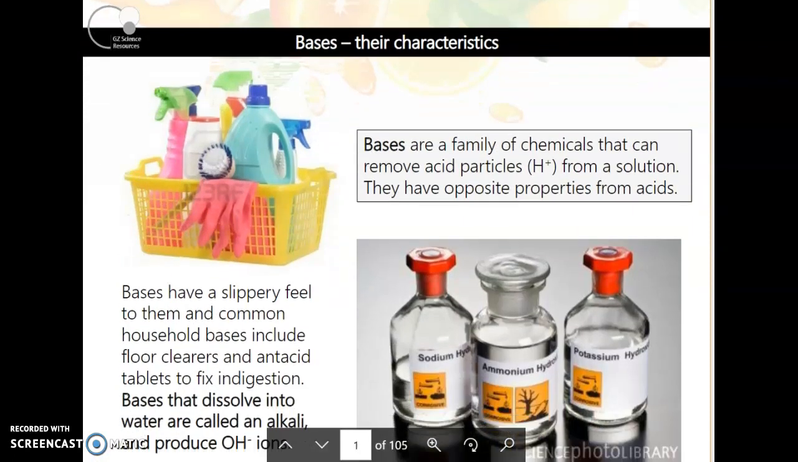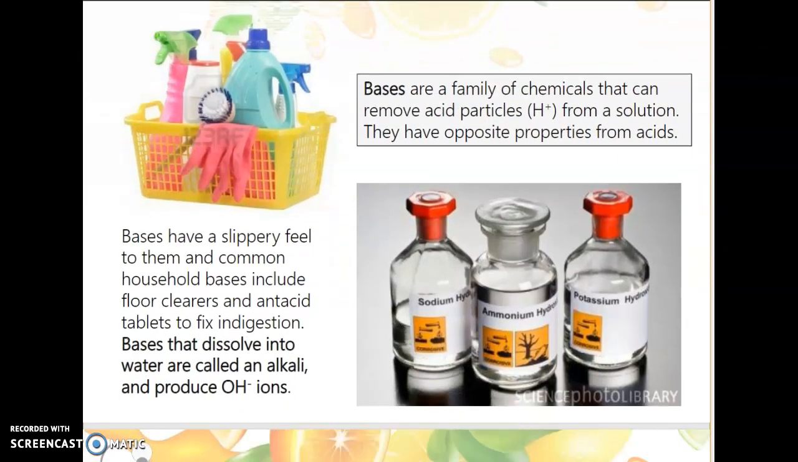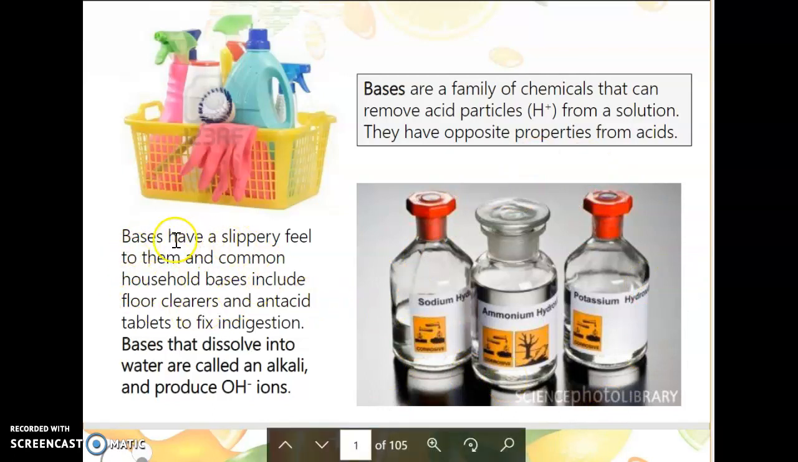If we look at bases, bases have a few less properties than acids. But we commonly see them in our households as cleaners, because they're very good at removing fat and oils from things. That's because of these OH- ions. Basically bases are the opposite to acids, and they want to remove the H+ ions from solutions, which helps to neutralize an acid.